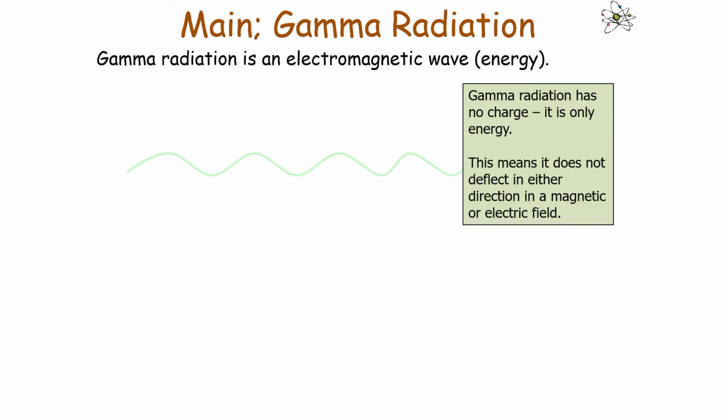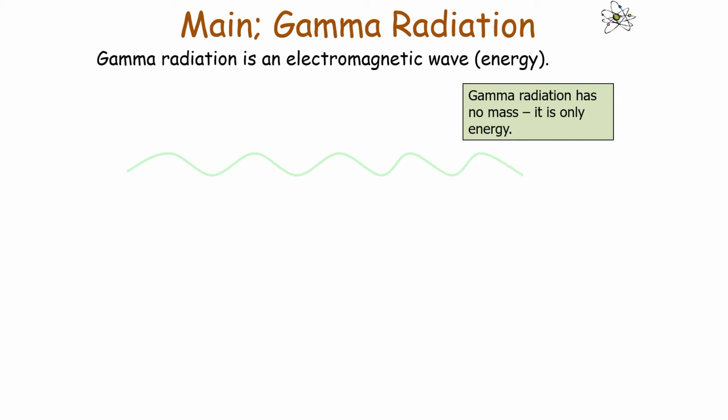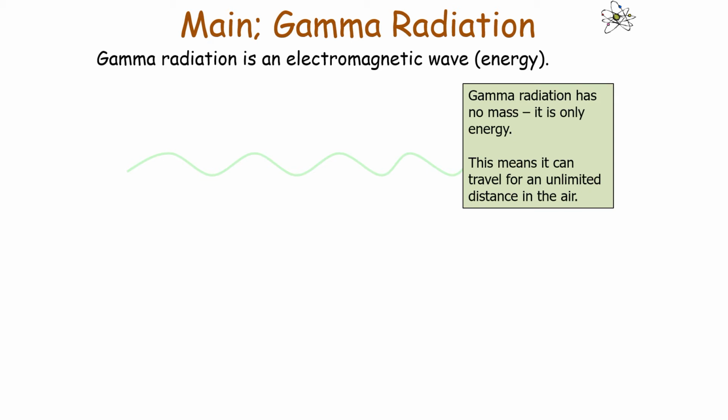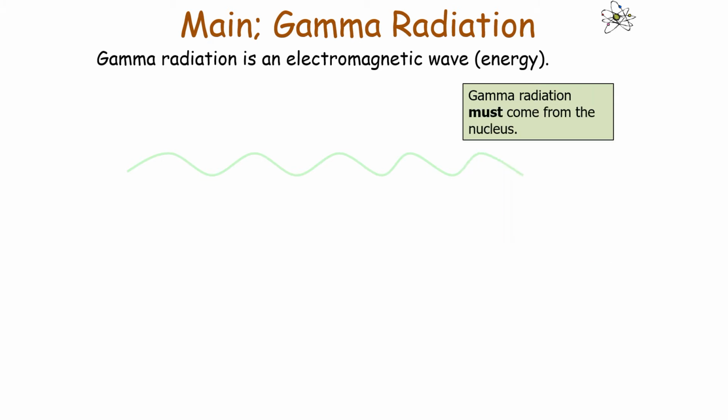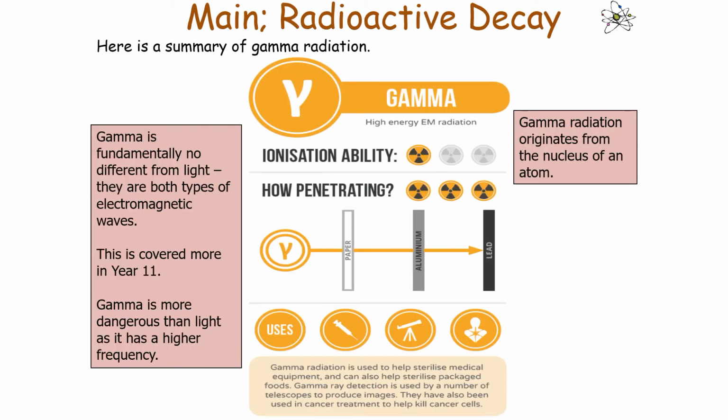So it does not deflect in either direction in a magnetic or electrical field. It has no mass, it is only energy, so it's not very ionizing, and it can travel for an unlimited distance in the air. So gamma radiation can never be completely absorbed by a material, but it can be reduced by thick lead or concrete or anything denser. Now gamma radiation must also come from the nucleus, so we can summarize all these topics in the following slide.